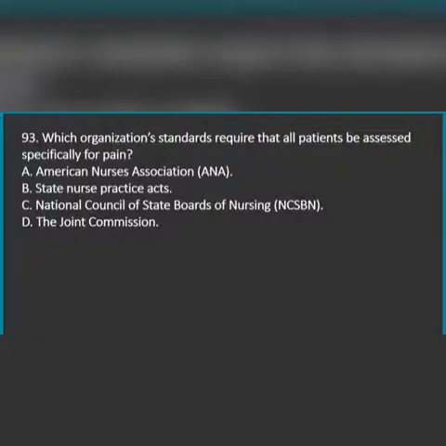Question 93. Which organization's standards require that all patients be assessed specifically for pain? A. American Nurses Association, ANA. B. State Nurse Practice Acts. C. National Council of State Boards of Nursing, NCSBN.